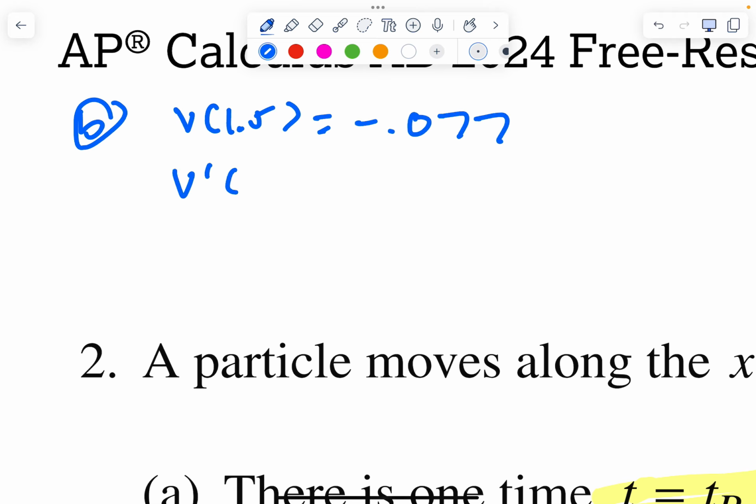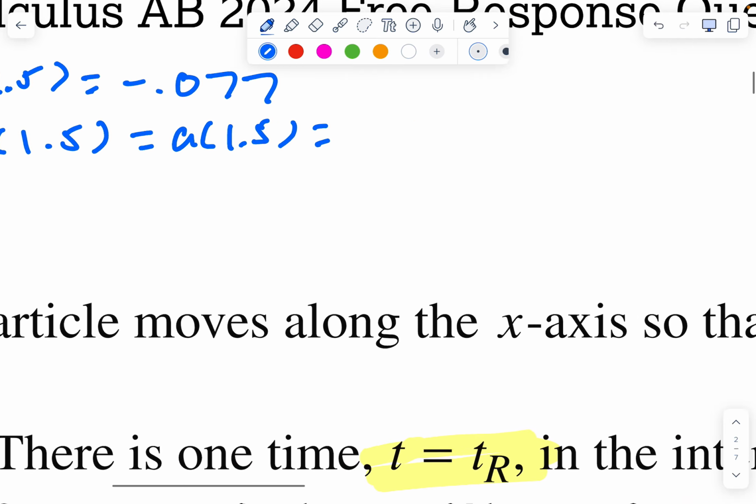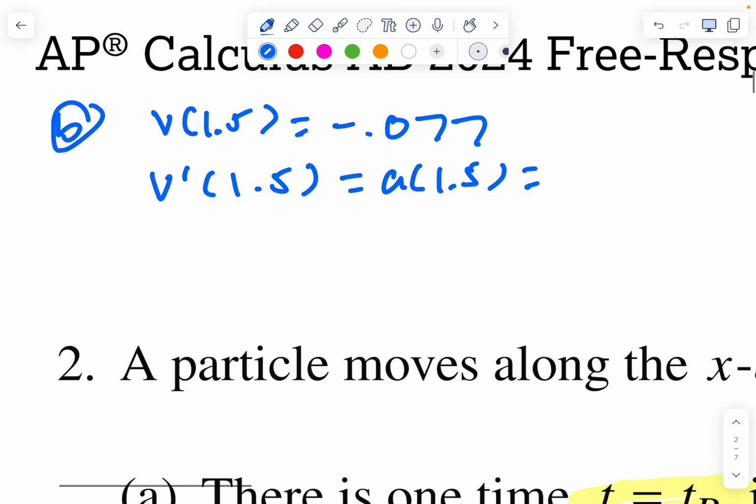And then for v prime of 1.5, they want you to acknowledge, yes, I know v prime is acceleration. They want to see that. It's like a bundle deal. And that was exactly at how many? Negative 1. So our velocity and acceleration are both what? Negative. So here's our answer.